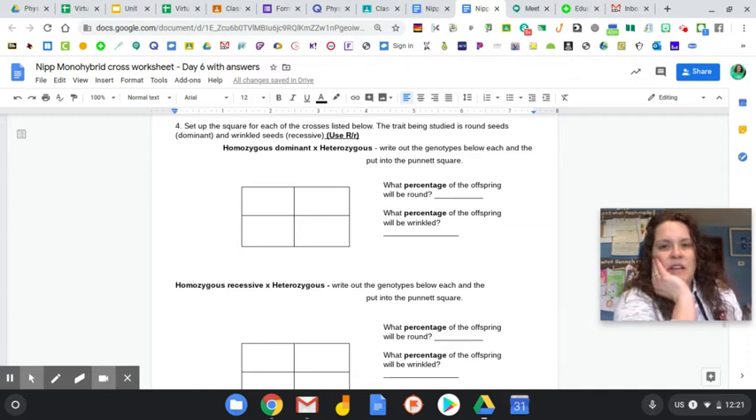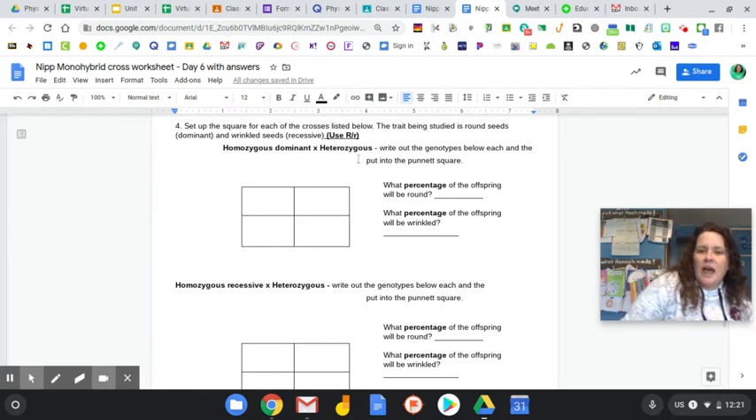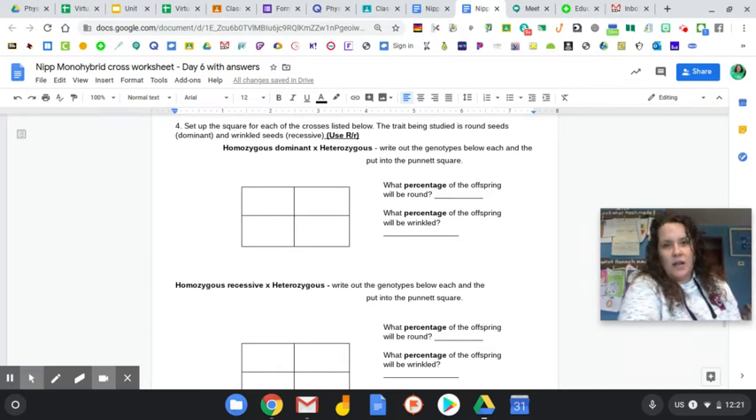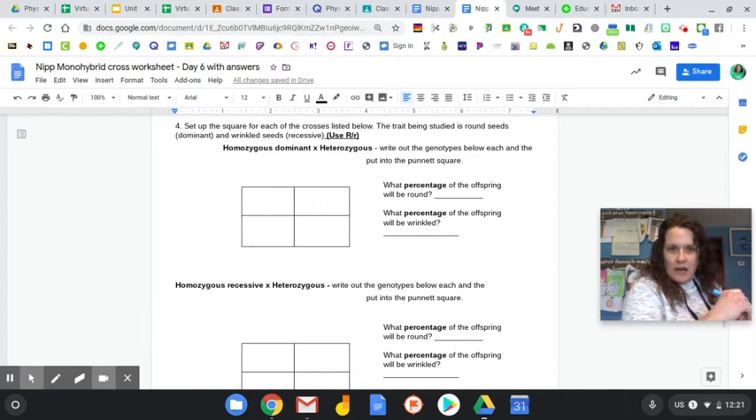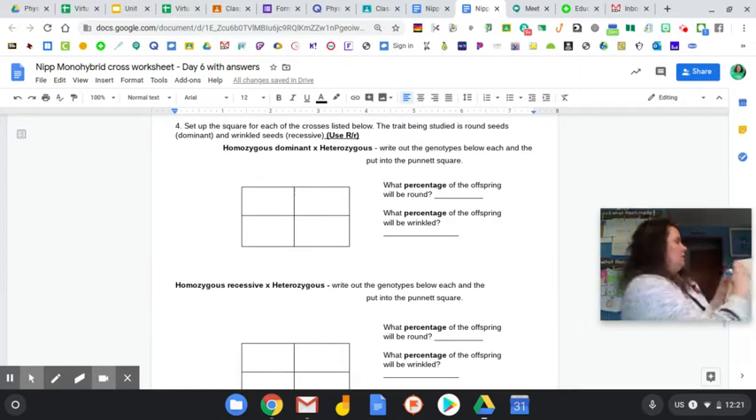The trait being studied is round seeds, which is dominant to wrinkled seeds, which is recessive, and it says to use R's. So right here, all I'm giving you are these words, and you've got to figure out the genotypes from that. If I am looking at homozygous dominant and I'm using R's, homozygous, I think, okay, it's going to be the same size letter. Dominant is represented by a capital letter. So I'm just going to write this.